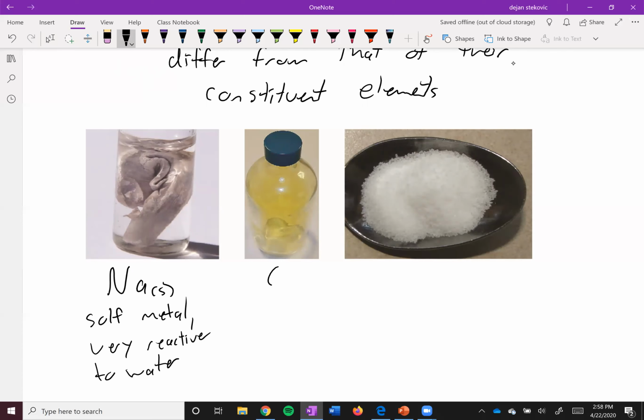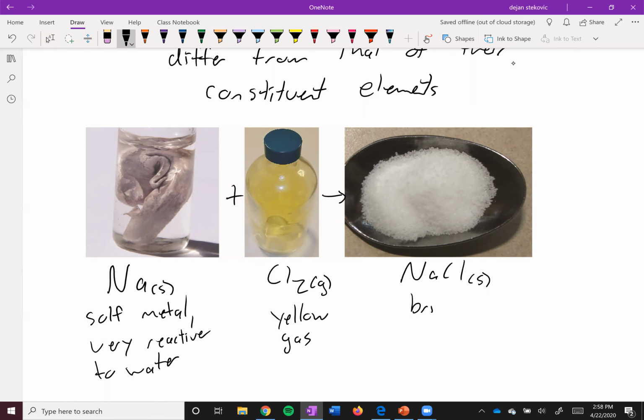And then here we have a bottle of chlorine. It's a diatomic gas, right? So it's a yellow gas. And then when we combine these two together, we get sodium chloride, a substance you should be very familiar with because it's table salt. And if you think about table salt, it's actually very brittle.